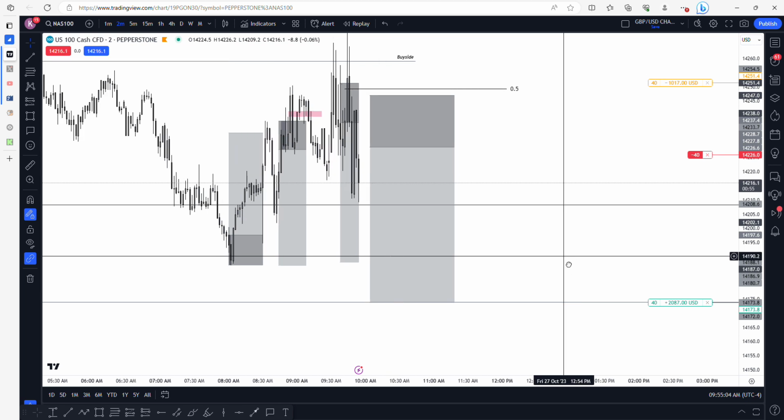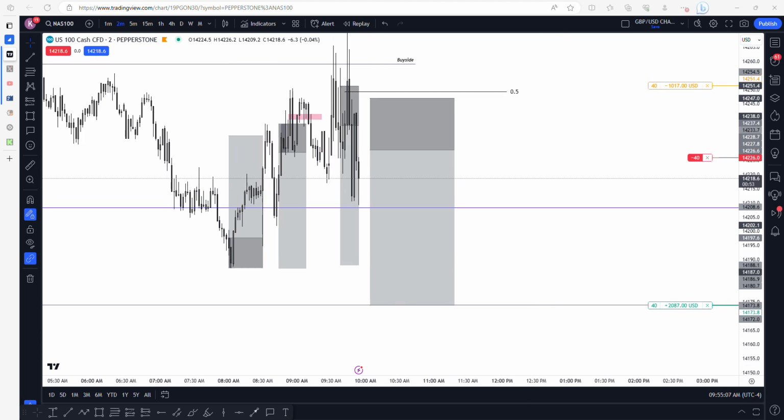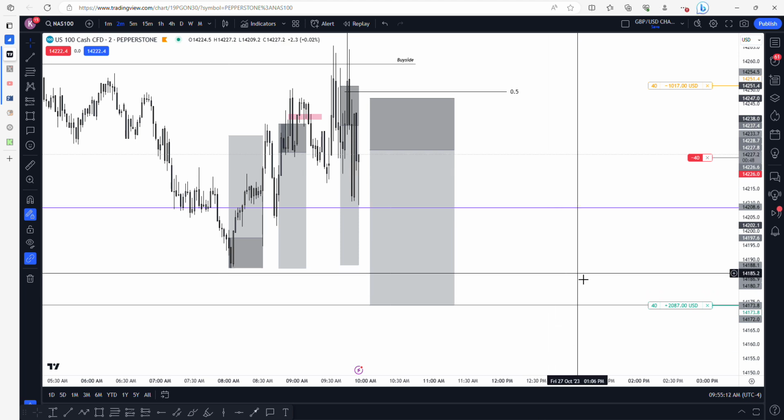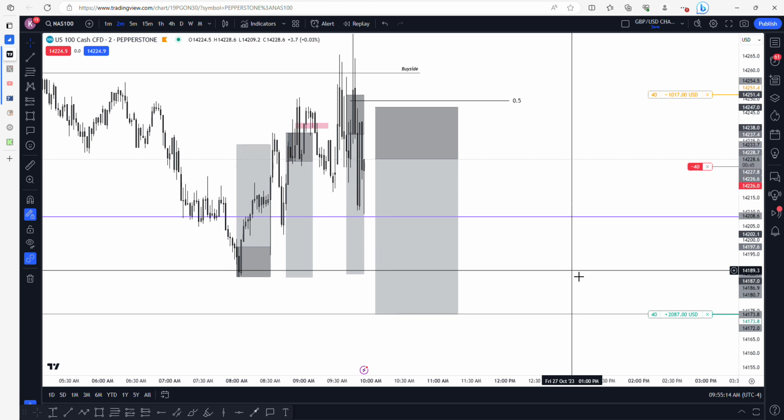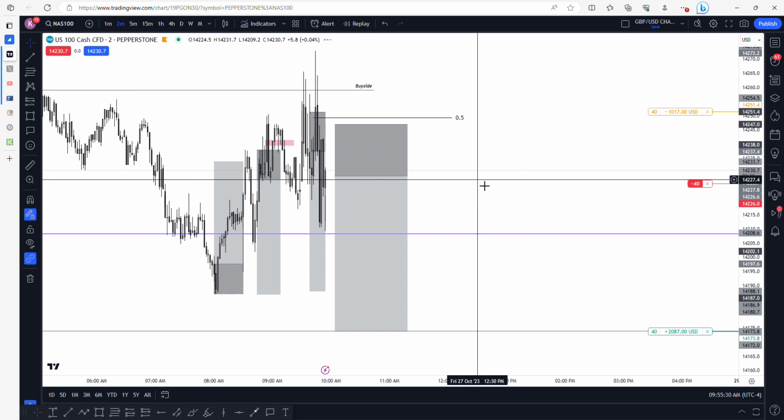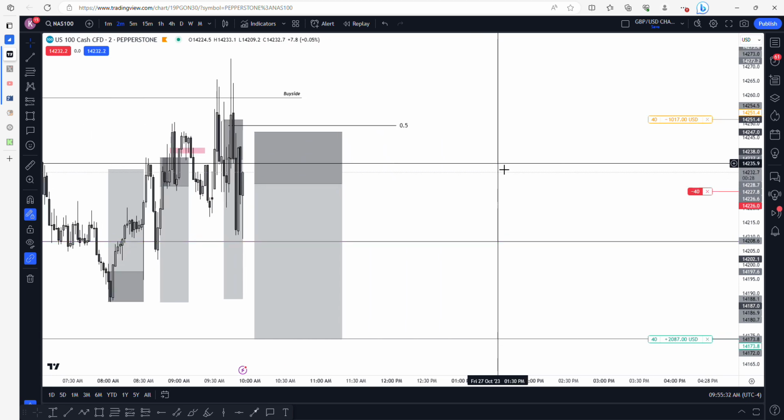Why is it wicking it like that, man? Yeah, that's annoying. You can't tell me this ain't choppy, guys. This is a real chop right here. Look at this shit. Ugh.